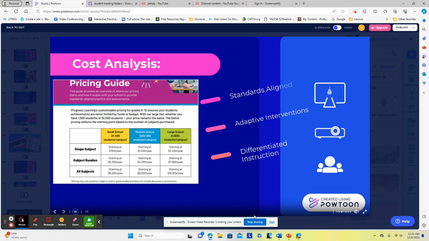But one thing to remember, as I mentioned, is we want to make sure that it's a good investment for the students, because we are here for them. We want to make sure that they're learning, or it's aligned to what the expectations are. So this particular program is standards aligned. It does provide the students with adaptive interventions. And the last one, very, very important, it provides them with differentiated instruction. We're able to identify what they need.